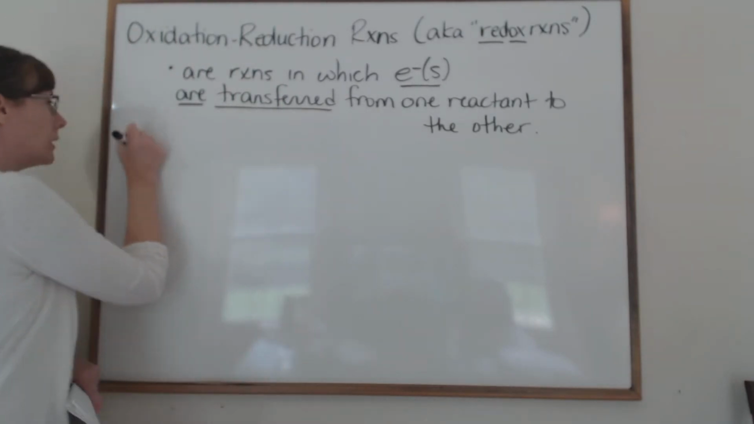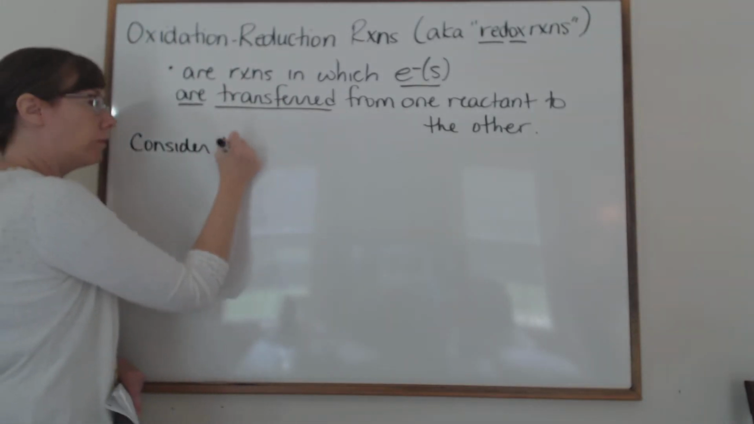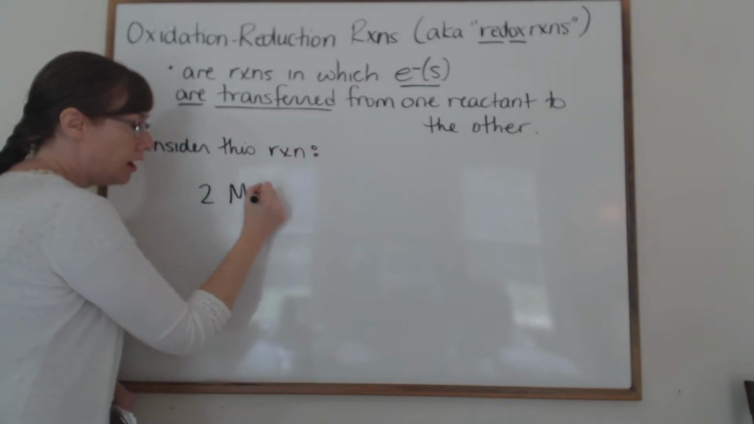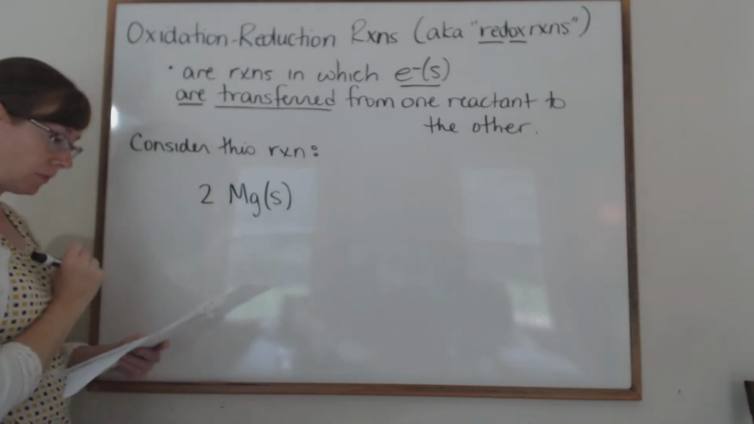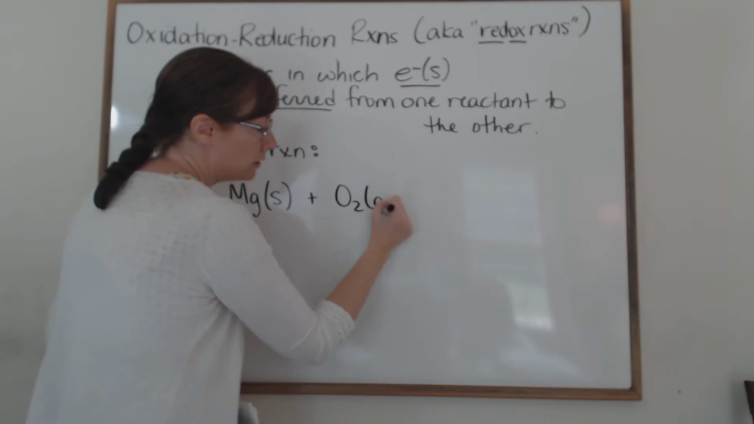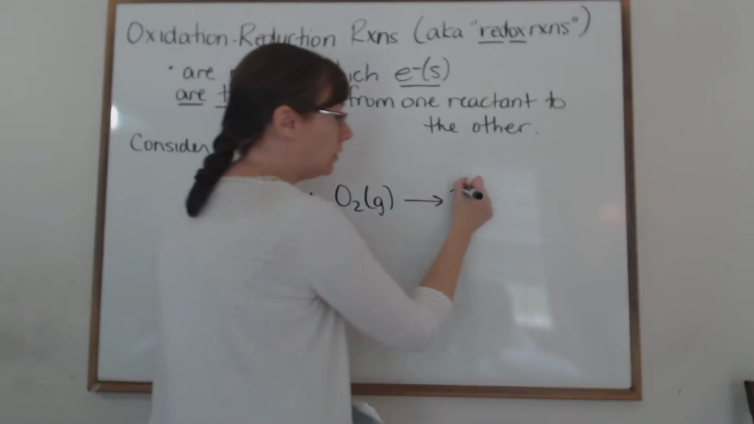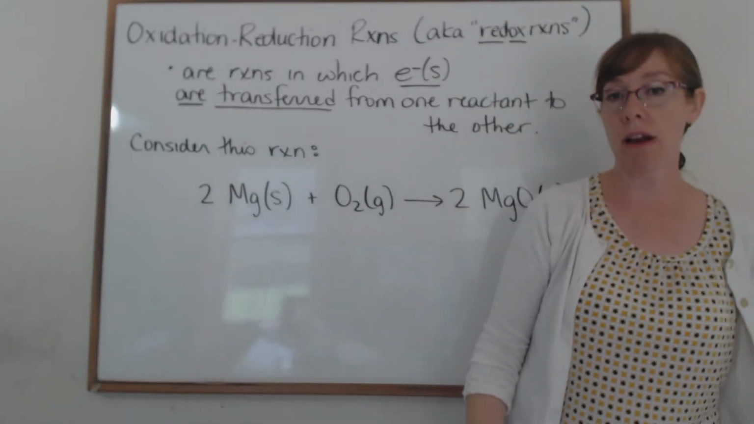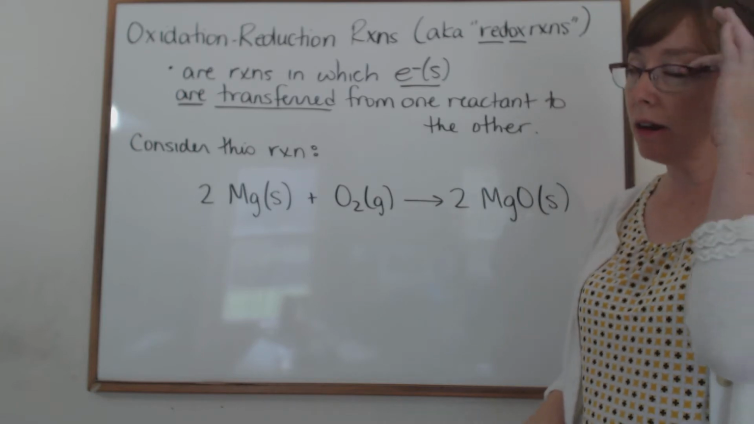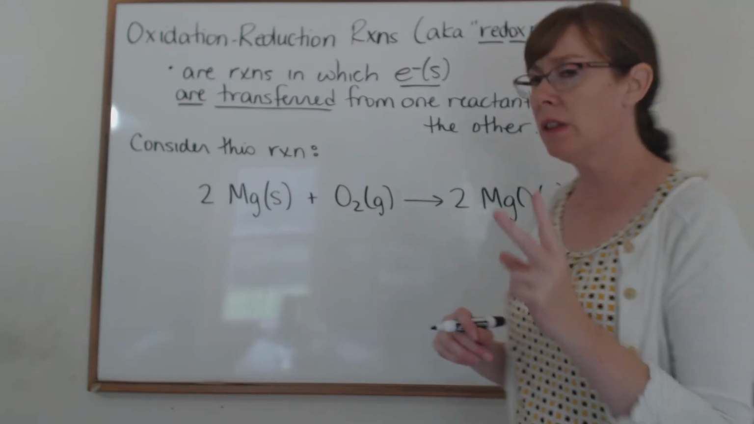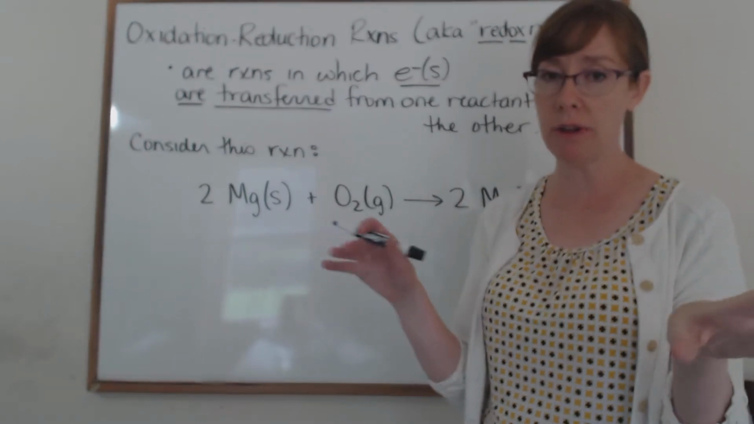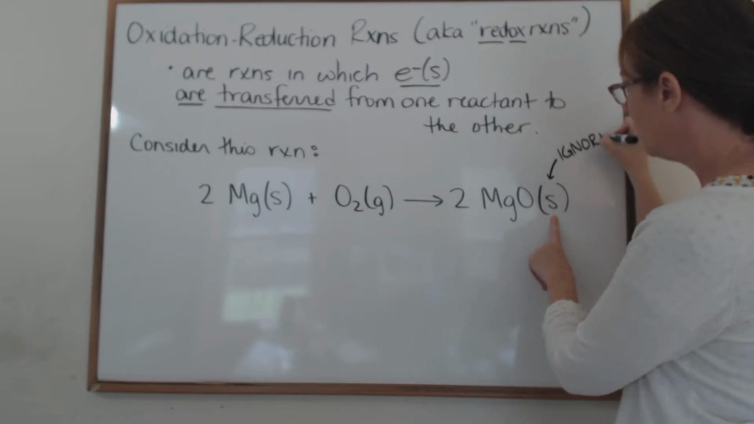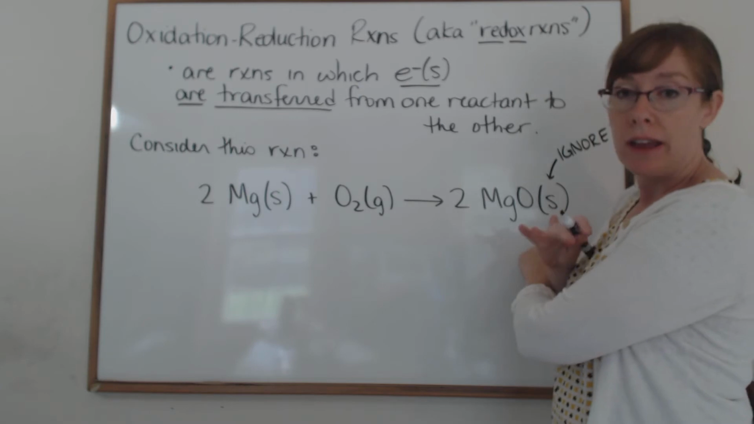So let's consider this reaction. We've got 2 magnesium solid plus O2 gas yields 2 magnesium oxide solid. Okay, so this is a redox reaction, and I'm going to show you how to analyze these. First off, there are 2 things that matter not at all to redox reactions. You are going to completely ignore phase labels for redox reactions. They don't matter in the least, okay?